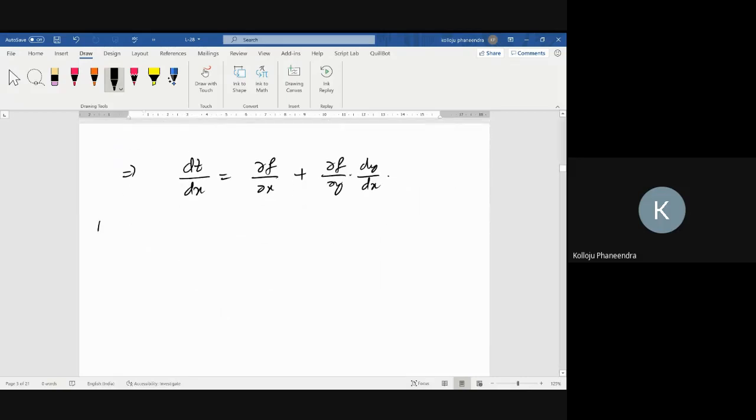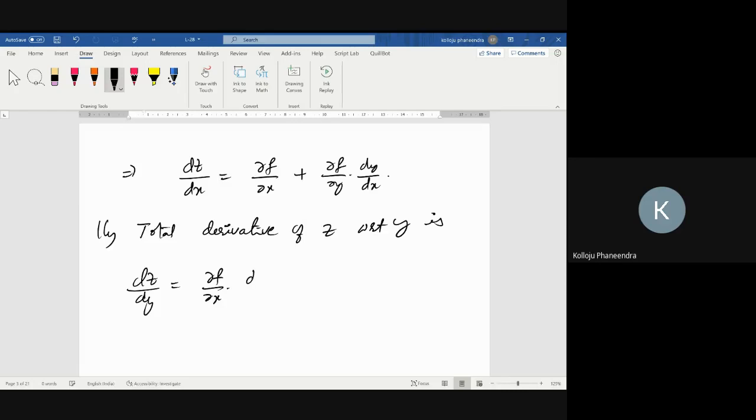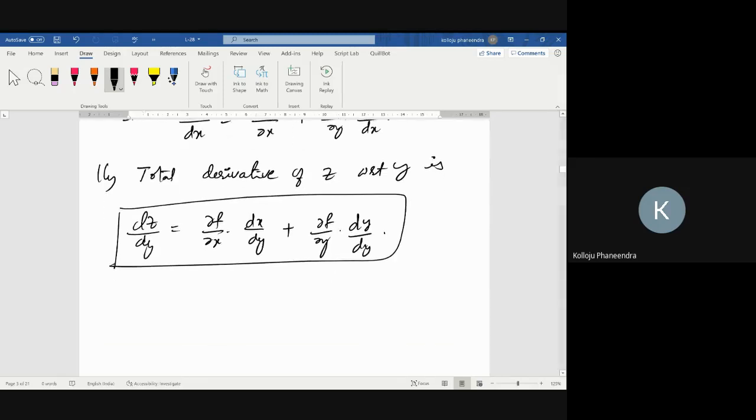Similarly, for u equal to f of x, y, z, and sorry, with respect to y also I can write similarly, the total derivative of z with respect to y is dz by dy equal to dou f by dou x dx by dy plus dou f by dou y, f is a function of two variables, so partial here, and dy by dy. Okay, these are total derivatives with respect to x and y.